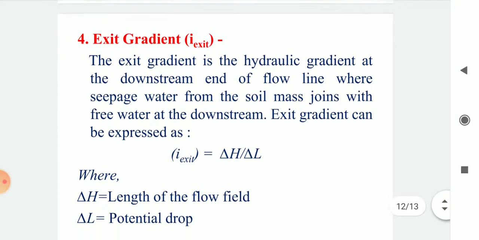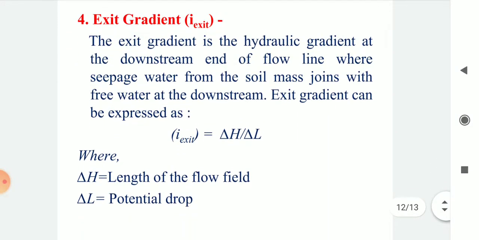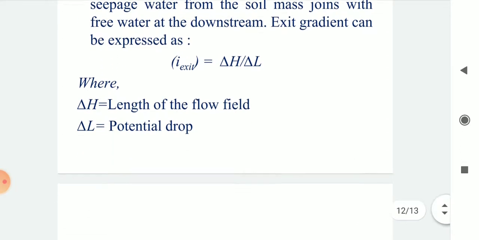And then last, exit gradient, that is i exit. The exit gradient is the hydraulic gradient at the downstream end of the flow line where seepage water from the soil mass joins with free water at the downstream. Exit gradient can be expressed as i exit = ΔH/ΔL, where ΔH is the potential drop and ΔL is the length of the flow field.